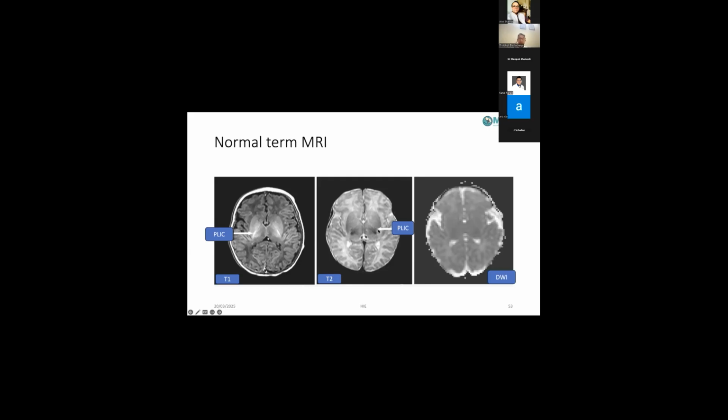It's opposite, right? And this is a diffusion weighted imaging of a normal term infant. You can't see any changes here because there is no infarct. If there had been any infarct, that area would brighten up like a bulb.